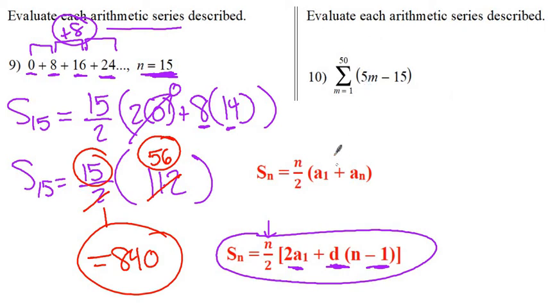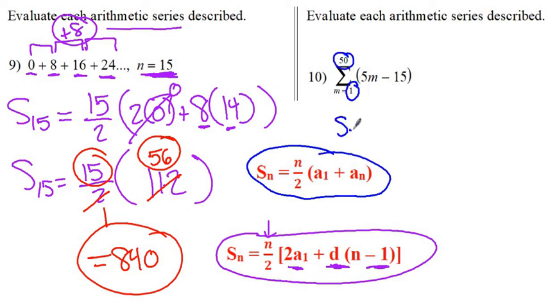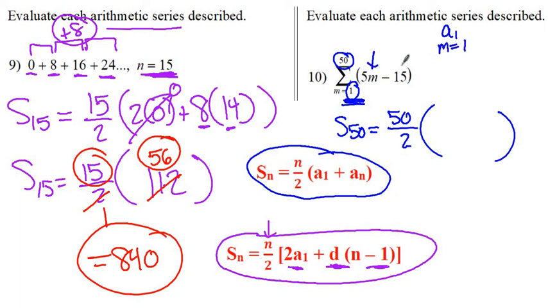All right, the last one for series would be using sigma notation. And it doesn't really matter which formula we use. Let's just use this one right here. So how many terms are there from 1 to 50? There are 50 terms. So we're asked for the sum of the first 50 terms. That's 50 over 2 times the first term plus the last term. How do we find the first term? We plug in this number. So let's plug in m equals 1 right here. And 5 times 1 is 5, minus 15 is negative 10.